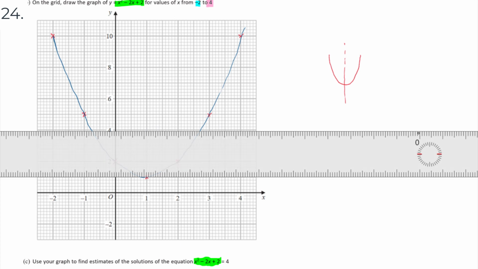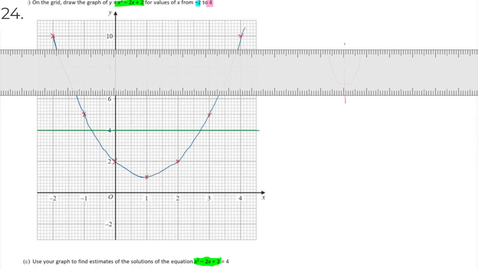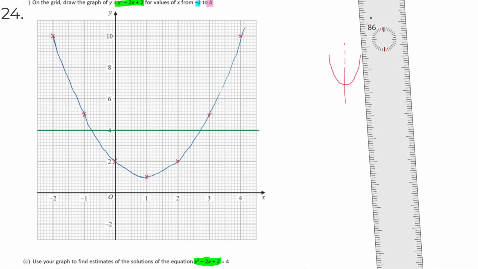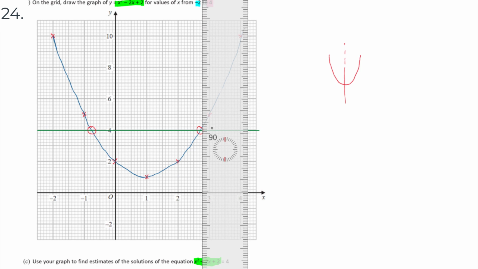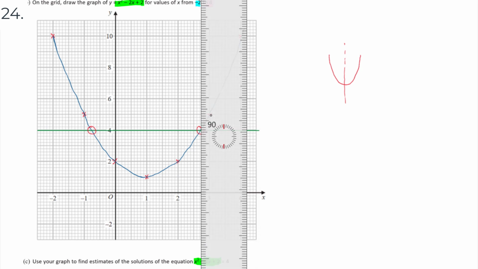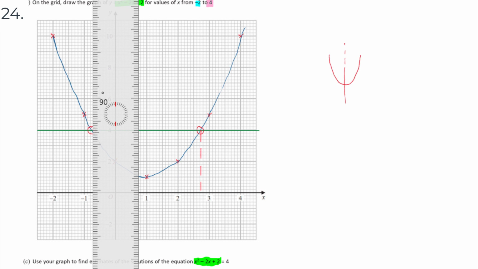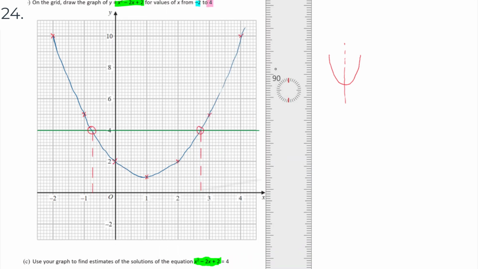Okay, so I'm just going to draw a line at y is equal to 4, across like that, and you can see that then my lines intersect here and here. Okay, so reading down to the x-axis from those points. Okay, so I think this is quite a good method. Let's try and get an accurate reading.